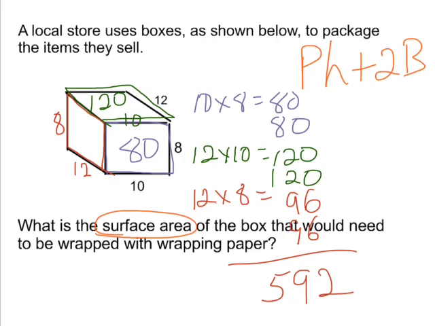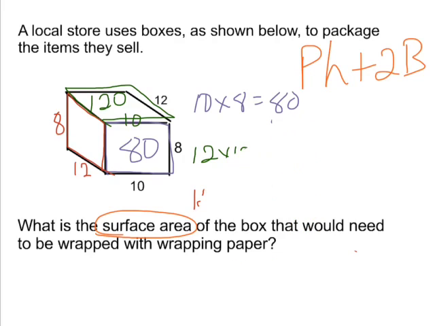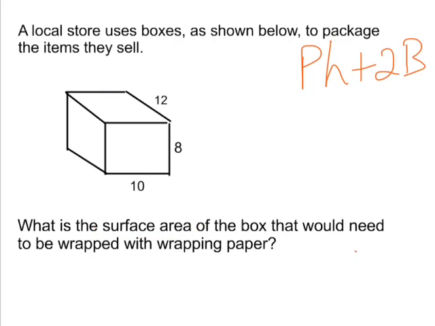But now let's take a look at it using the actual formula. So in the formula, we have a capital P H plus 2 capital B. The capital P stands for the perimeter of the base. So we need to identify what is the base. We could use the 10 by 8 as the base, or we could use the 10 by 12. I'm going to go ahead and use the 12 by 10 as the base, the top and the bottom. And I need to start by finding the perimeter.